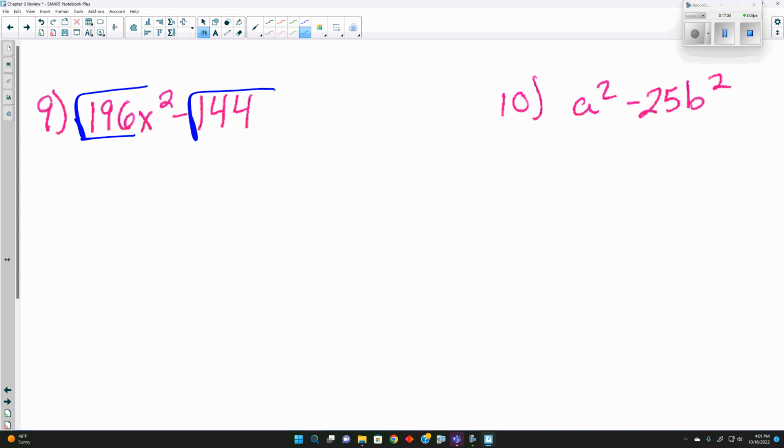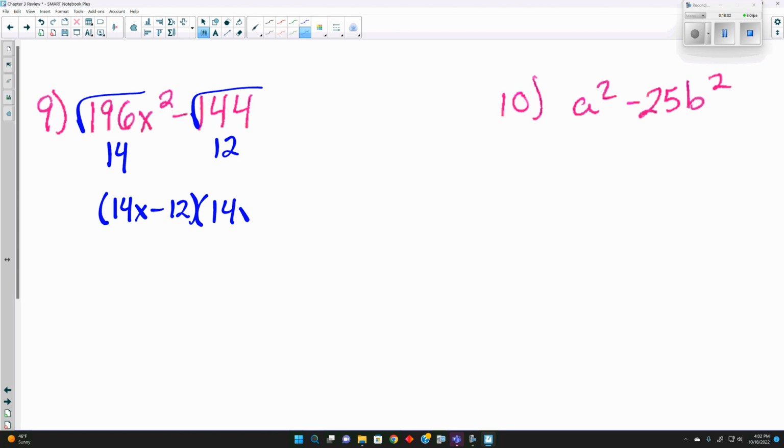Now we could have looked at this here and said, okay, we can check to see, can we take the square root of both of these? This is just a different way to do it. It would tell us that the square root of 196 is 14, and the square root of 144 is 12. So really we would have 14x minus 12 times 14x plus 12.